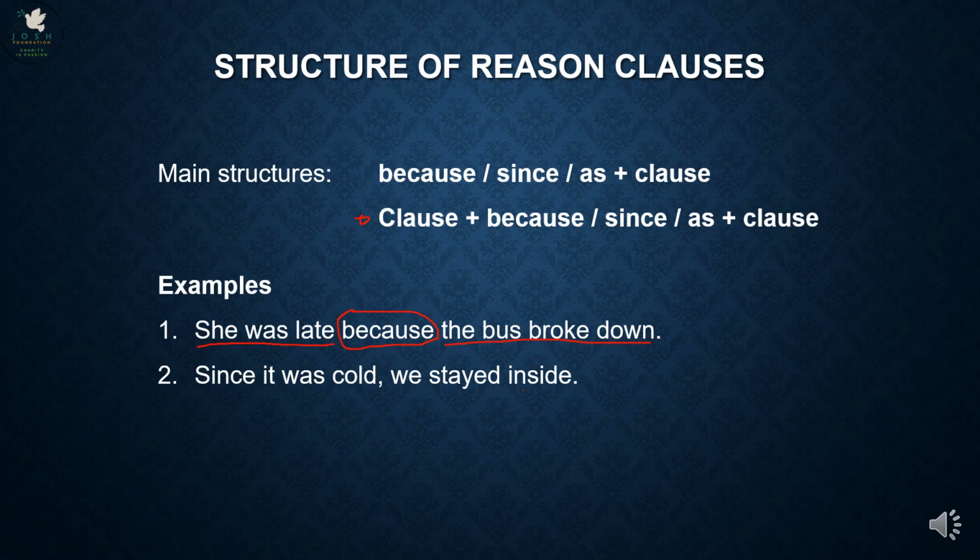Let's see that. Since is a linking word. It was cold is a clause. We stayed inside is another clause. You put since, then clause, comma, another clause. Remember the structure of the clauses of contrast. We can use although, even though, plus clause, comma, and then another clause. Or we can start with a clause, while or whereas, plus another clause. Just the same like that. The difference is that the linking words that we use are different.